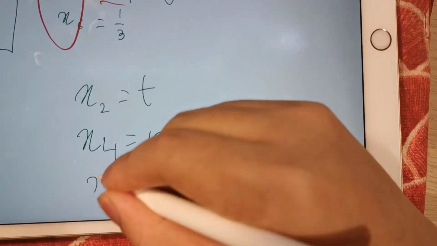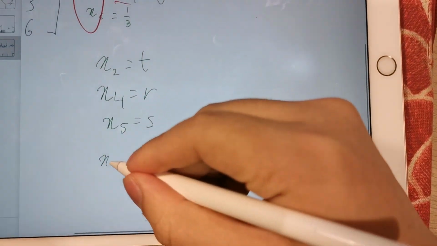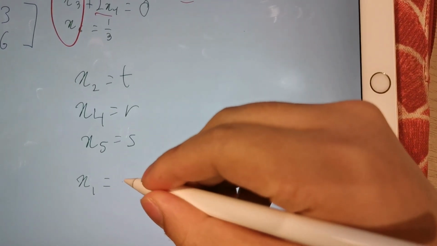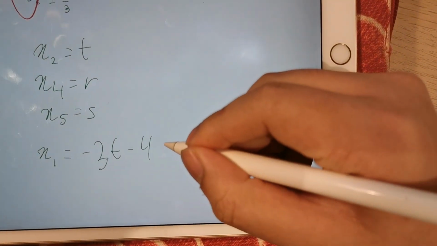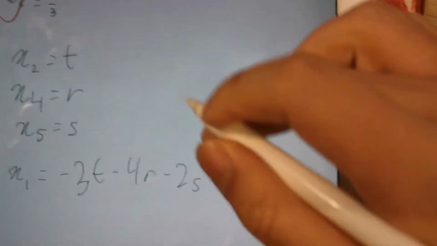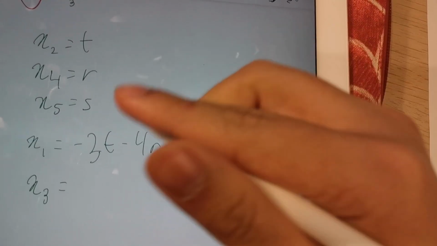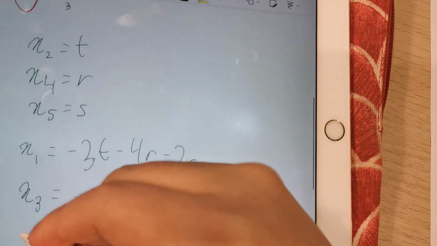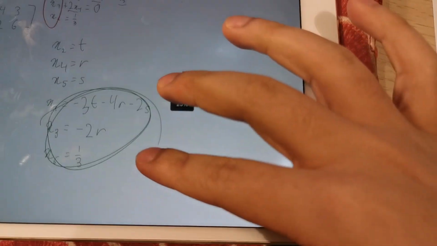x4 equals R, x5 equals S, and that means x1 equals, I can push this all to the other side, minus 2t minus 3, wait, I think this is 3, minus 4r minus 2s. x3 equals minus 2r, and then x6 just equals 1 over 3. That's the only clear one. But then getting this general solution is much easier. And so that's Gauss-Jordan elimination.